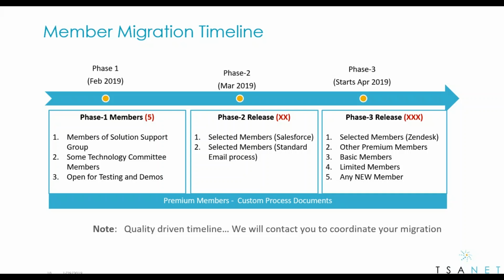And I think the most important piece of this slide is to know that we will contact you. We'll reach out to you proactively, so you don't have to envision where you're going to be on here. You have some control over that as well. But phase 1, we have already reached out to those members. There are 5 member companies that we want to have part of this, we'll call it the very first phase.